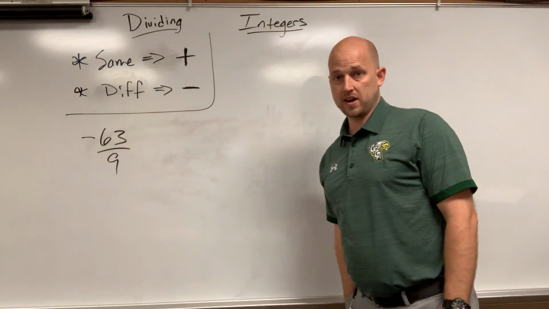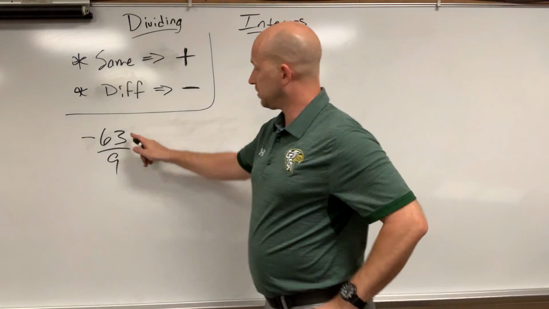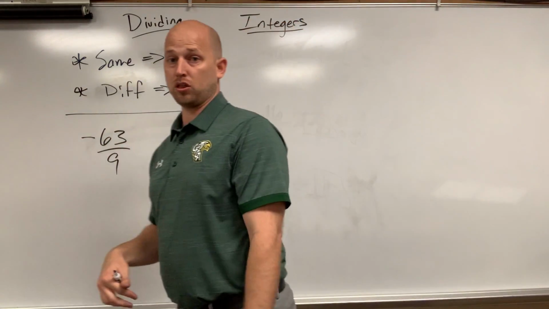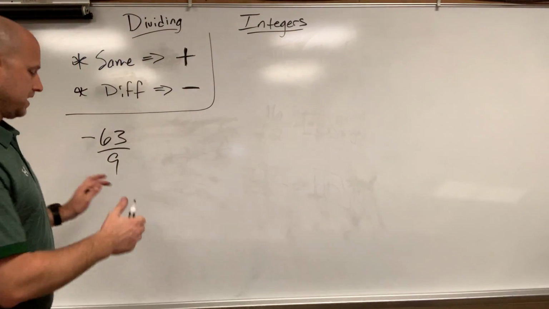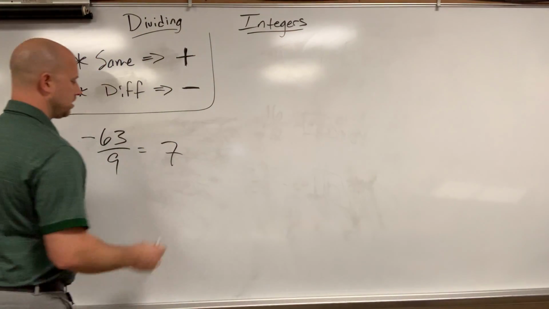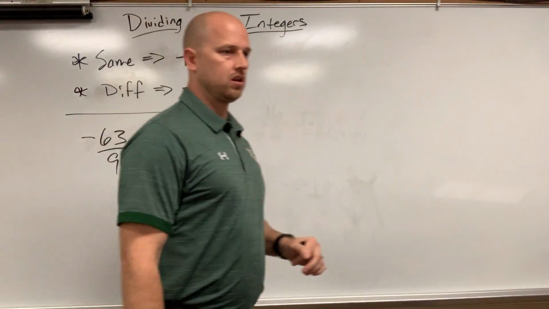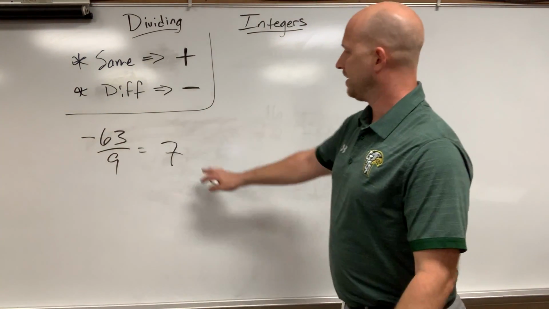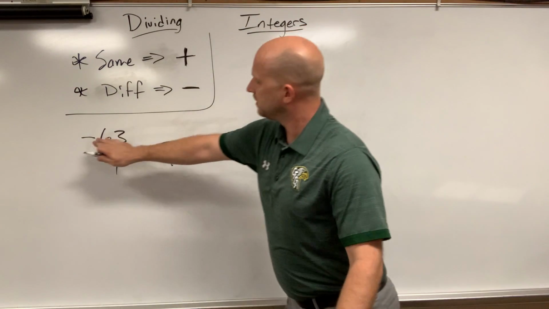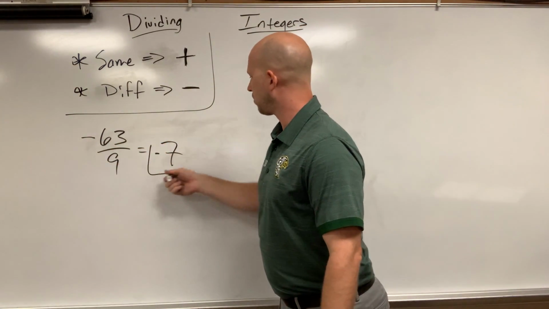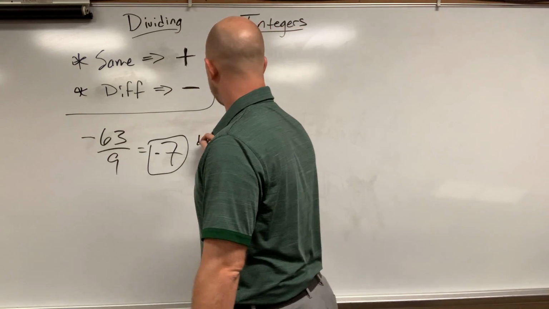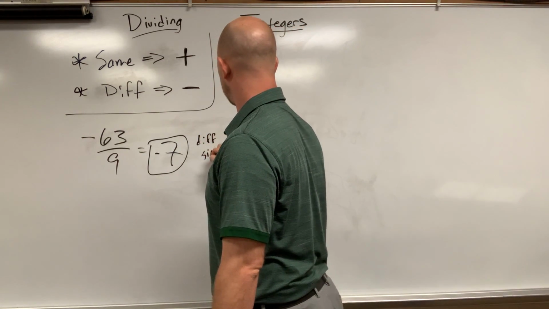Okay, so if you did this correctly, 9 goes into 63. Again, ignore the signs for now. We'll do the signs last. If you know your times tables, 9 times 7 is 63, because then you have 72 and then 81. So 9 times 7 is 63. Different signs are always going to be negative. Okay? And this is different signs.